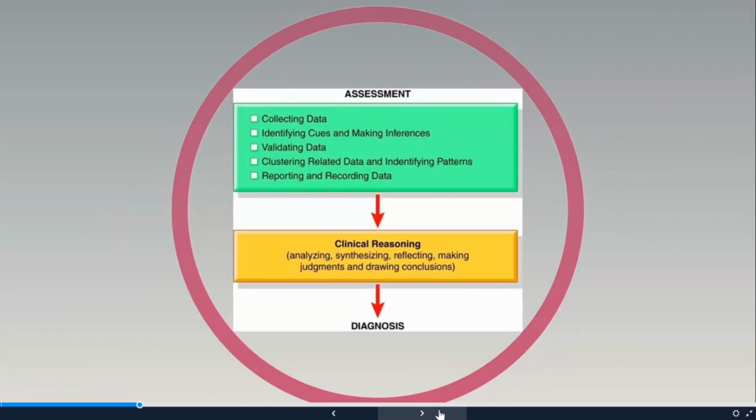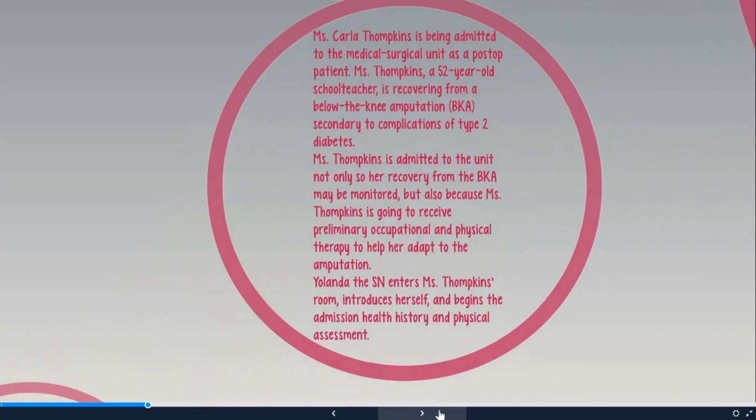So what we talked about in assessment: we talked about collecting data, we identified some cues, validating the data, clustering the data, and reporting and recording data. We're going to do this in the next slide when we look at a case study. I'll show you how to validate data and cluster it. And then from that data we're going to come up with conclusions or make judgments. And that's how you move on to your next phase of the nursing process, which is diagnosis. So let's move on and we'll practice some of this stuff.